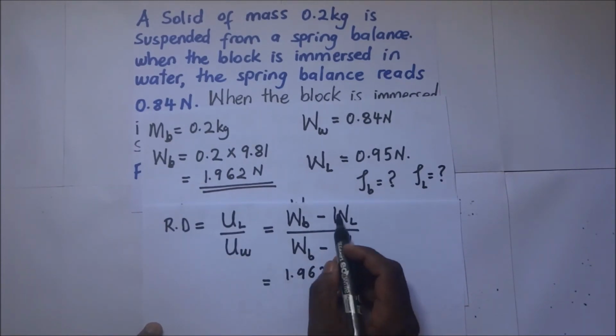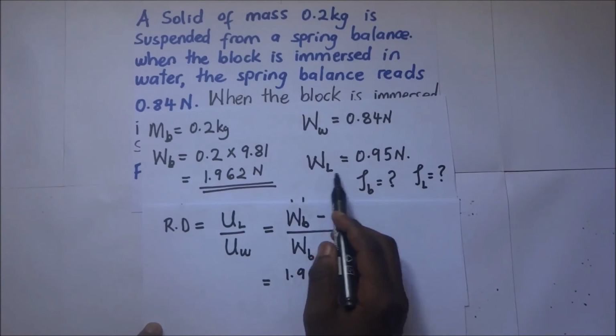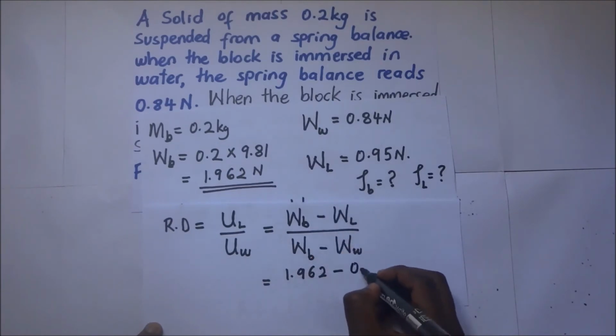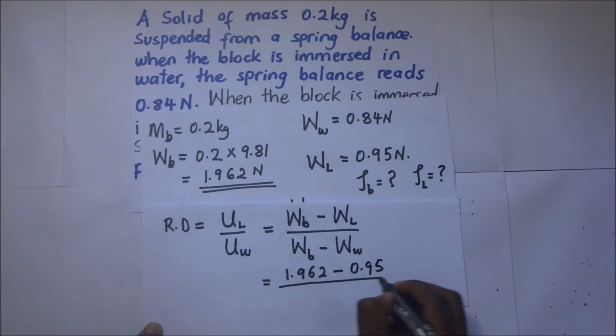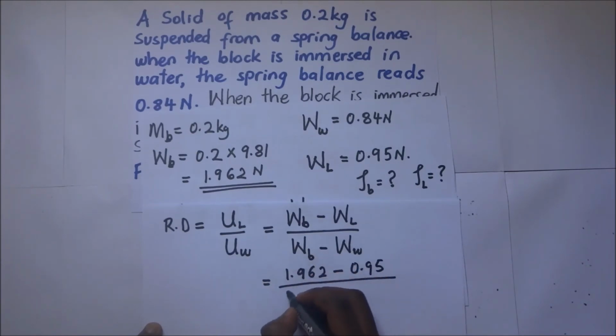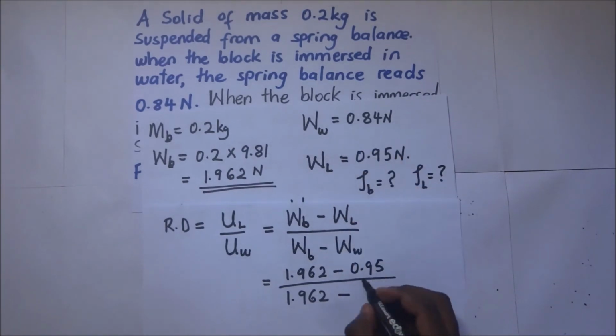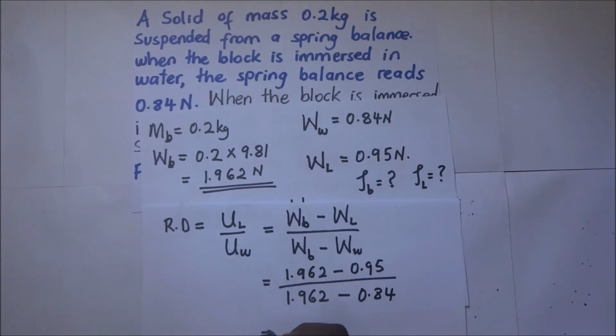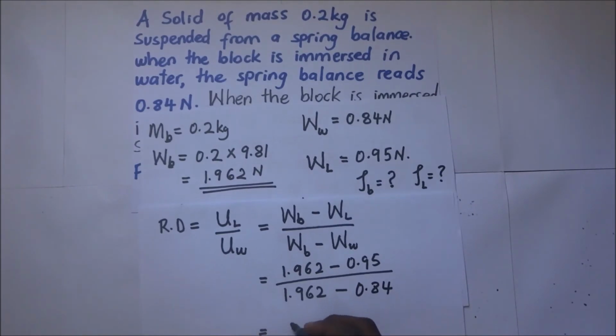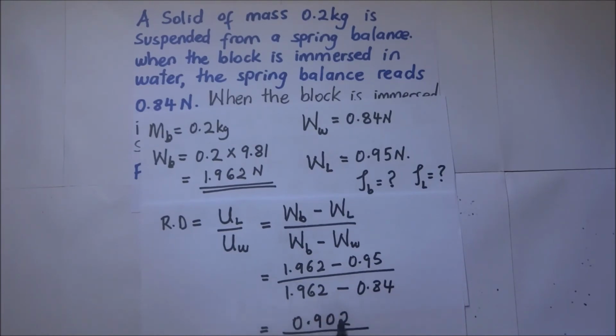This is going to be equal to, the weight of the block in air is 1.962, subtract the weight when it's in the liquid, 0.95. Divide that by the weight of the block, 1.962. Divide that by its weight when it's in water, which is 0.84 newtons. And of course, when you divide that, the ratio, you get 0.902. This is the relative density of the liquid.